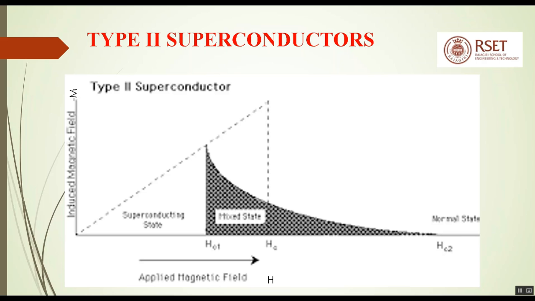What will happen to the curve? Instead of having an abrupt drop in magnetization, you can see a gradual drop in internal magnetization until the upper critical field value Hc2 is reached. Here, this dotted line actually represents the internal magnetization curve for type 1 superconductors. What does this gradual drop in magnetization imply?